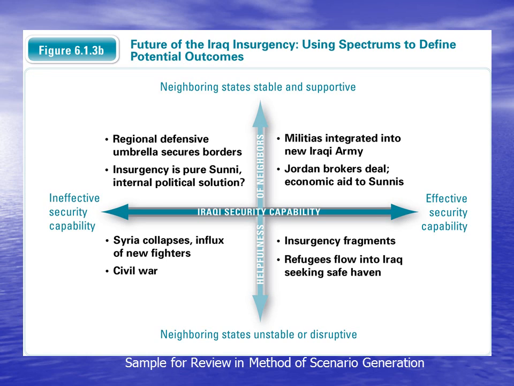So let's look at the quadrant on the top left. In this one, we have, at this end of the spectrum, ineffective security capability, and the neighboring states are stable and supportive. So the regional defensive umbrella secures the borders, and the remaining insurgency is pure Sunni, with an internal political solution. That's a question mark. Go to the other side: effective security capability and neighboring states stable and supportive. Militias are integrated into the new Iraqi army, and Jordan brokers a deal with economic aid to Sunnis. These are just possible scenarios of how they do it. I'm just showing you the process. You don't have to know what's in this chart.